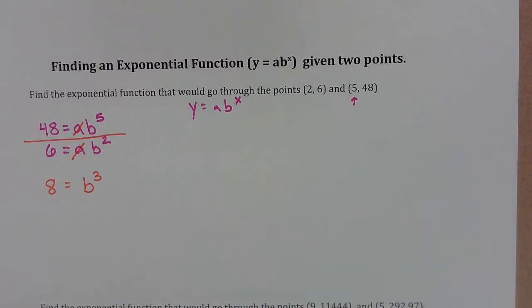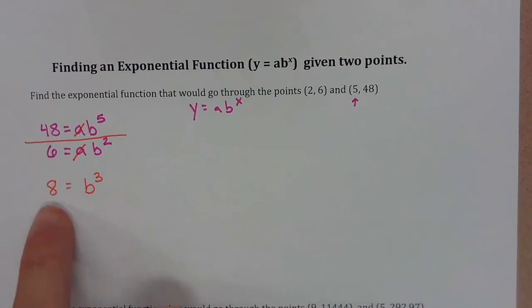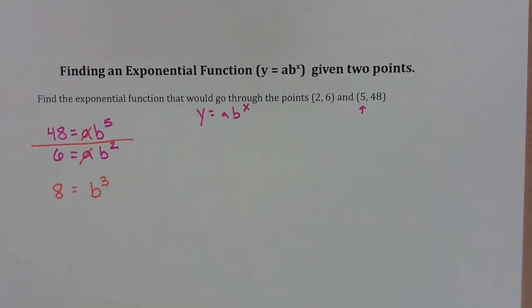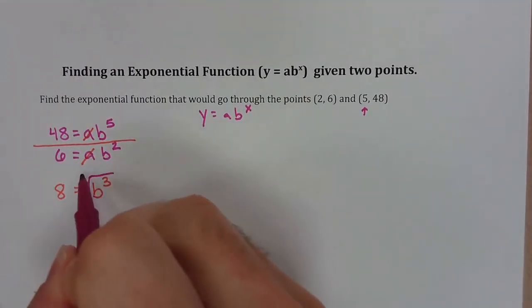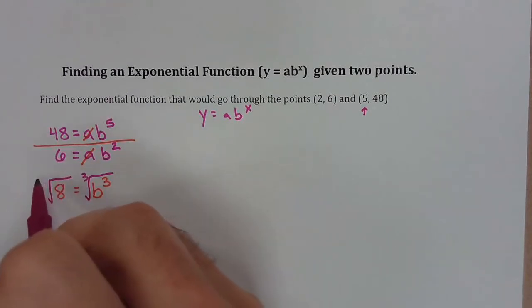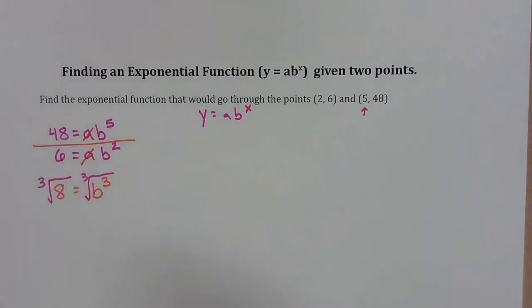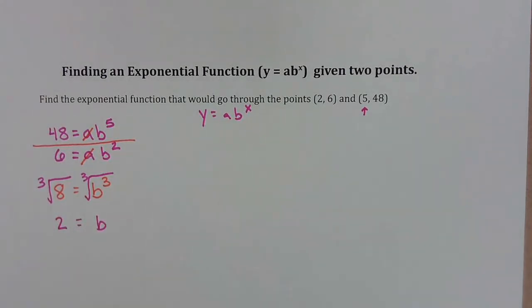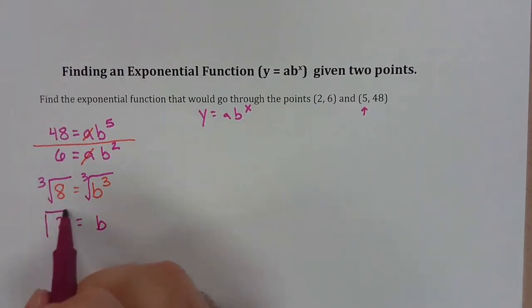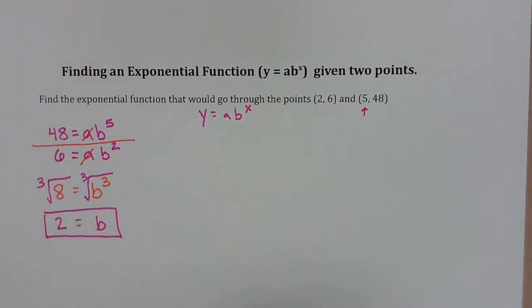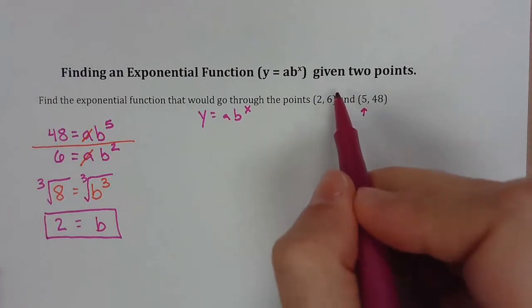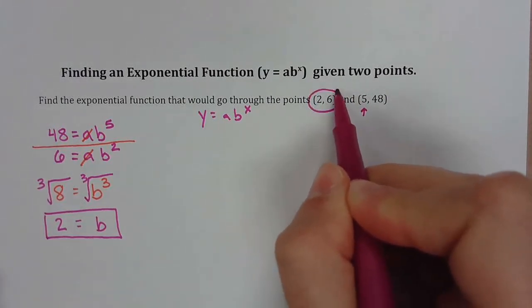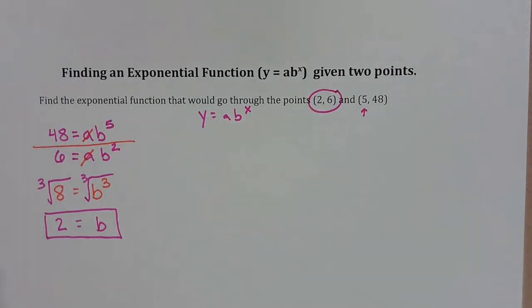Now that I'm here, I can solve for b by taking a third root. That's going to leave me with b equals 2. Now that I have b, I can solve for a. So I'm going to take one of my points and my b value to solve for a.